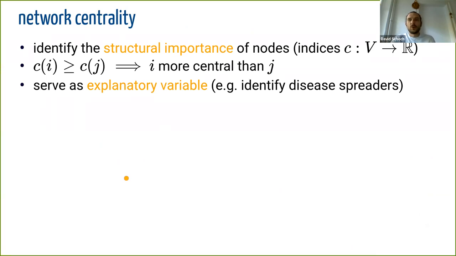When we talk about network centrality, what is network centrality? From a very formal perspective, network centrality is a function from the set of nodes to the real numbers, which identifies structural importance of the nodes. So how important is a node within the network? If the value of node I is higher than the value of node J, then we say that I is more central than J. And like in the example before, what has been done with these numbers is that they are used as an explanatory variable. For instance, we can identify lethal proteins or disease spreaders or popular people or whatever.